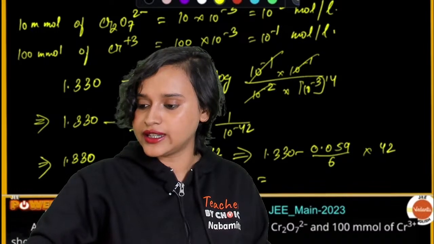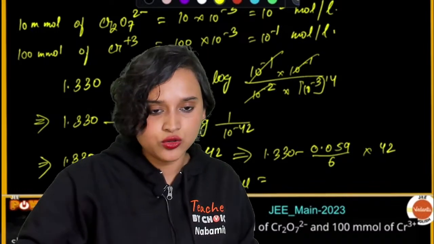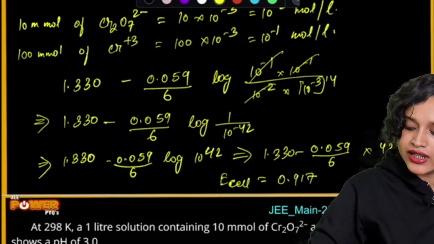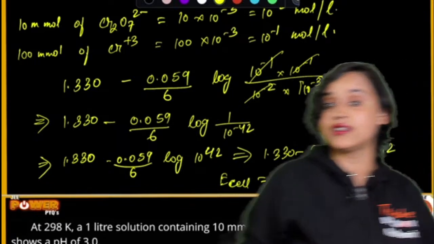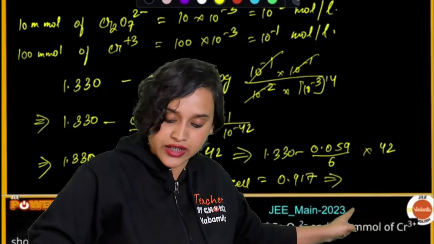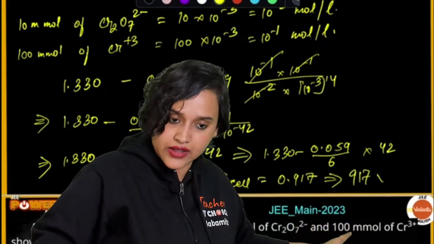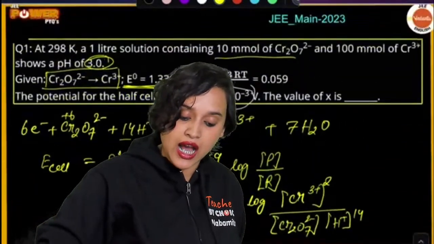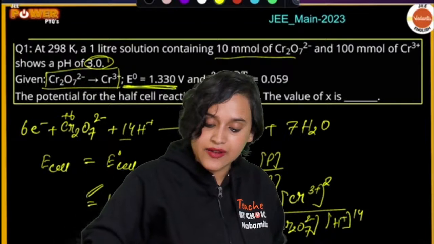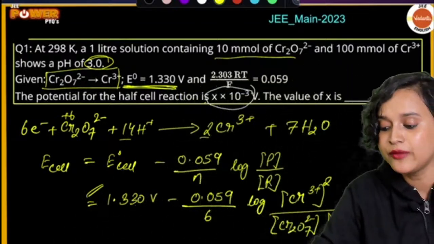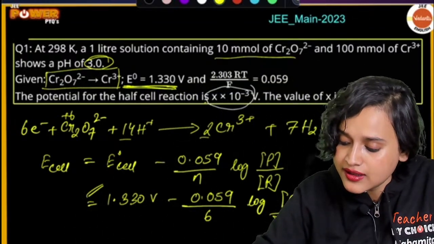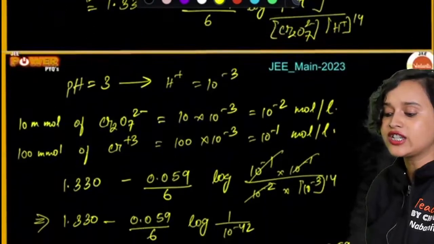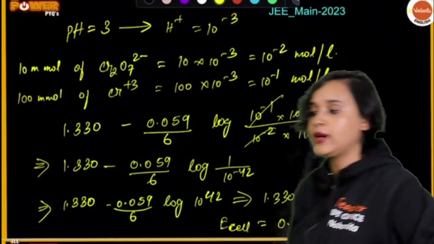Chalo, let's calculate this. The E cell value comes up to 0.917. That means we can write this as 917 into 10 to the power minus 3. So what were we asked? You were asked the x value, x multiplied with 10 to the power minus 3. So your answer here is 917. That is your answer. Please check, did you all get this answer, everybody?